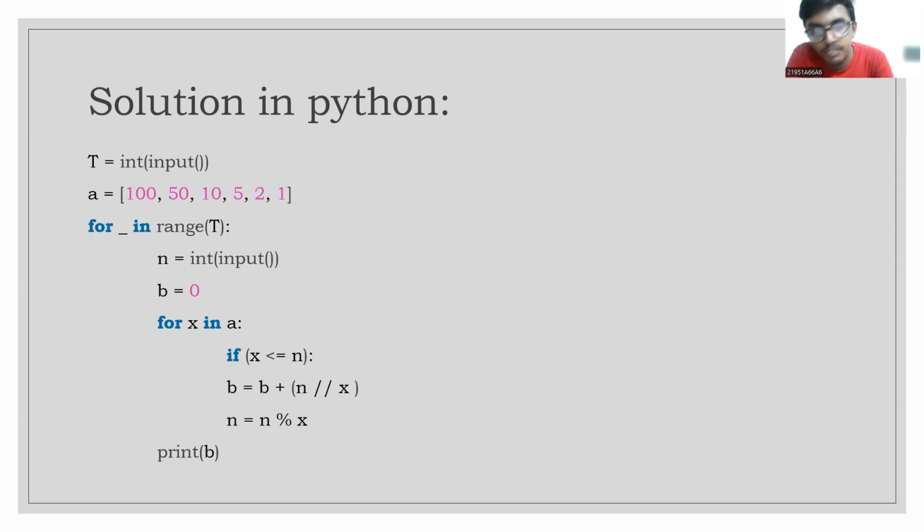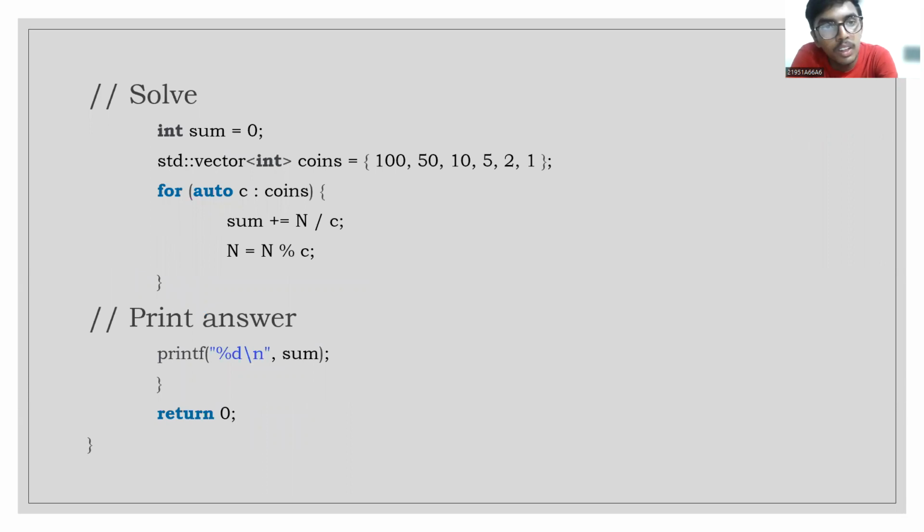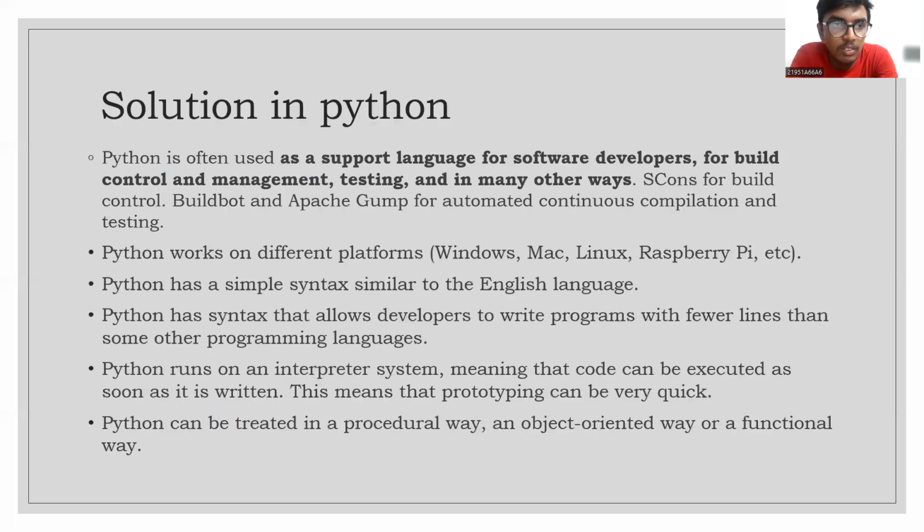Print b. Solve: int sum is equal to 0. Std vector of int coins is equal to 100, 50, 10, 5, 2, 1. For auto c in coins, sum plus equal to n by c. N is equal to n modulo c. Print answer: printf("%d\n", sum). At last we use return 0.